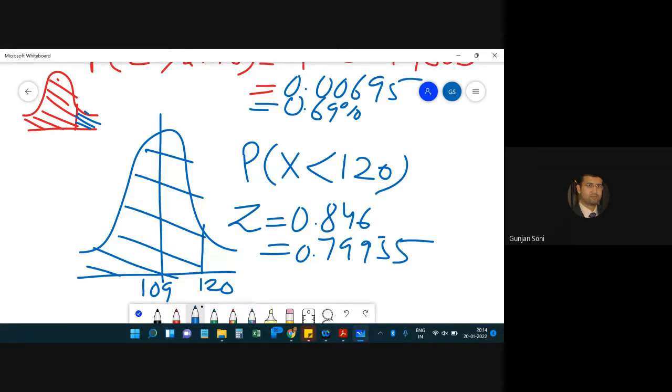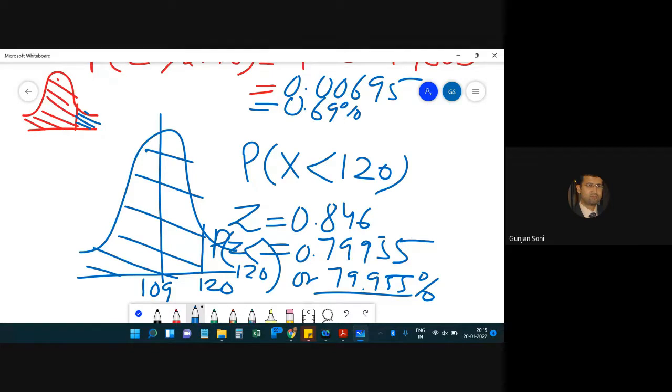I mean, we can write this as the probability that z is less than 120. This is that area. Okay. Or 79.955%. No doubts? Can we go ahead? So we have done both the questions.